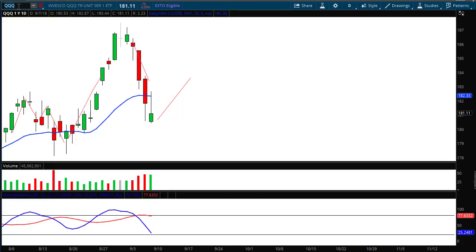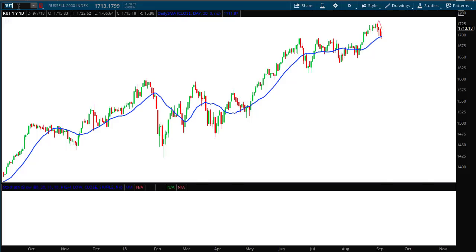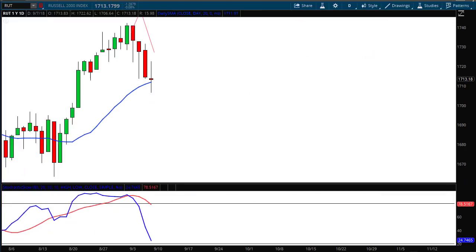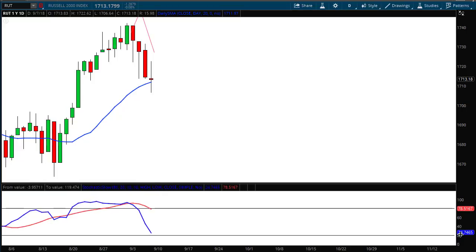Now let's move to a more broad-based index, which is the Russell 2000. I said last week that we would pull back, and the end of that line was my target. We came right to that on Tuesday, and we continued lower. Now, this candle right here is very, very close to a doji. Remember what I just mentioned, that being a sign of indecision.